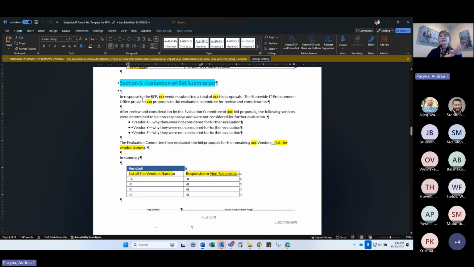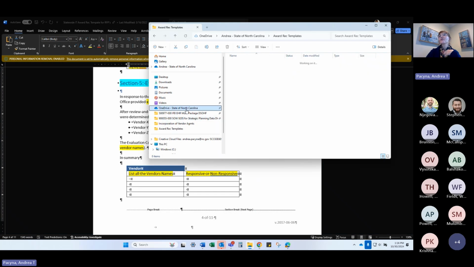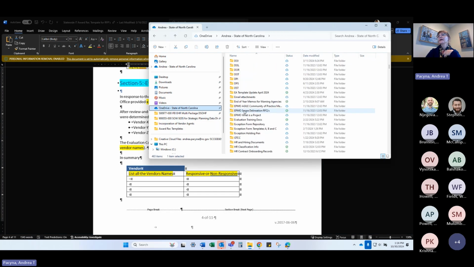Okay, evaluation of bid submission. This is very important because I think this is where we get into whether they were responsive or not. If you ever want it, I have a matrix that DHHS created, which they call a responsiveness matrix. I think I'll find it here.